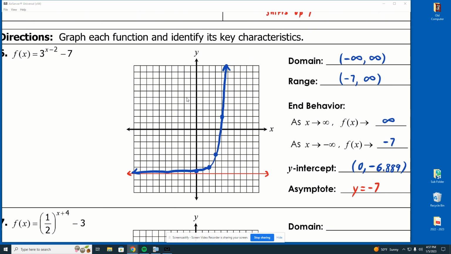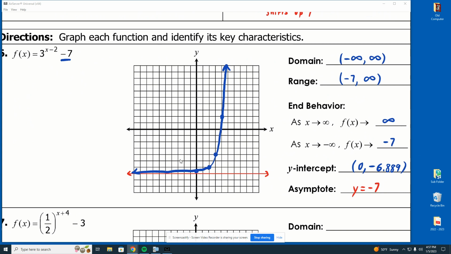I want you to notice it does have vertical shift. It went down 7. So as you can see, the only red line I have here is the horizontal asymptote, which is y equals negative 7 because it dropped down 7. Then, of course, I just typed the whole thing into y equals and found some points. I found the y-intercept, which I thought was important because it's right here, 0, negative 6.889. And I found a couple of other good ones, as you can see listed. And if you graphed it, you'll find those as well.